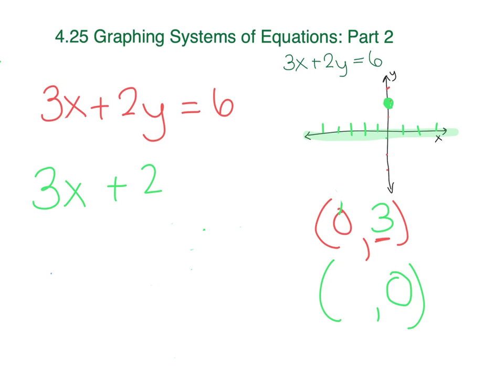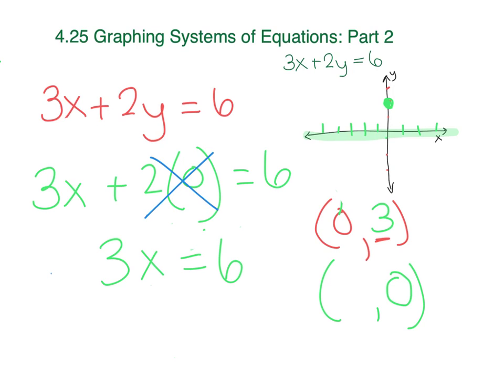3x plus 2 times 0 equals 6. 3x equals 6, because this is going to disappear. Anything times 0 is 0. Divide both sides by 3, x equals 2. So there's my x-intercept, (2, 0). I can connect these points, and now my line is graphed.